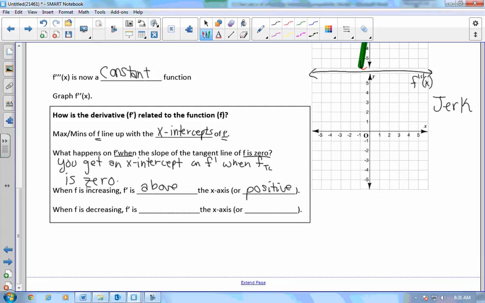When f is decreasing, the derivative puts the derivative where in relation to the x-axis? Below, or negative.